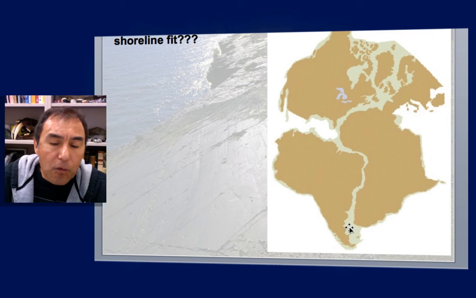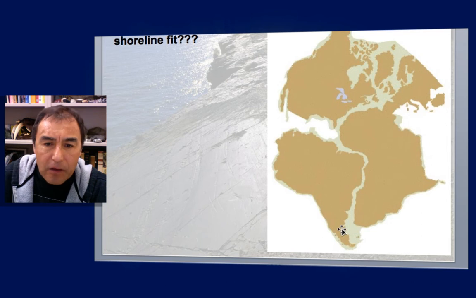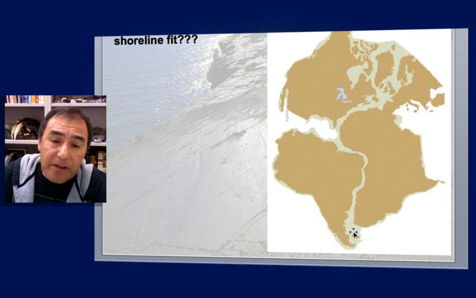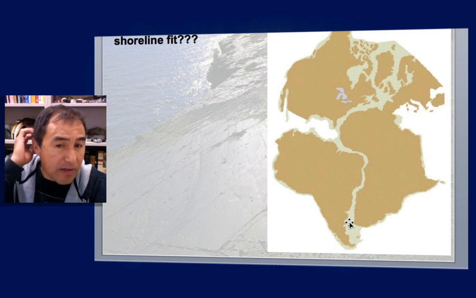One of the arguments also against Gondwana is that the coastline between Argentina and South Africa doesn't fit at all if you look at the coastline. But if you look at the continental shelves, the fit is perfect. And again, people didn't know this in the 1920s.